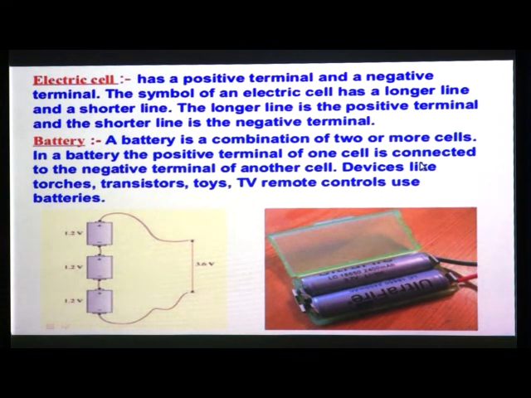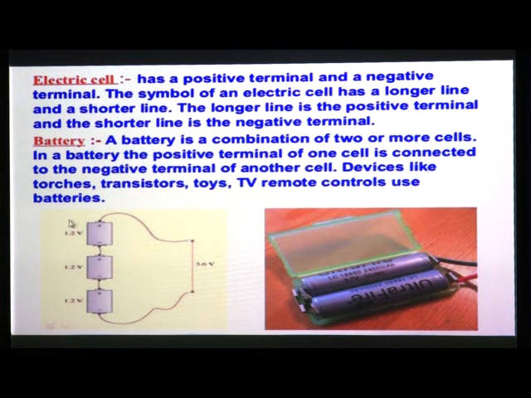So in a battery, what is done here? The positive terminal of one cell. One cell has both positive and negative terminals, but when there is a battery, what happens in that battery? The positive terminal of one cell is connected to the negative terminal of another cell.